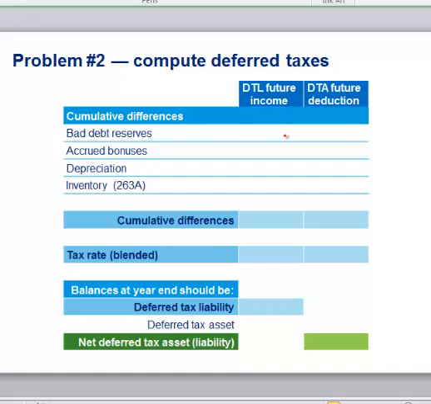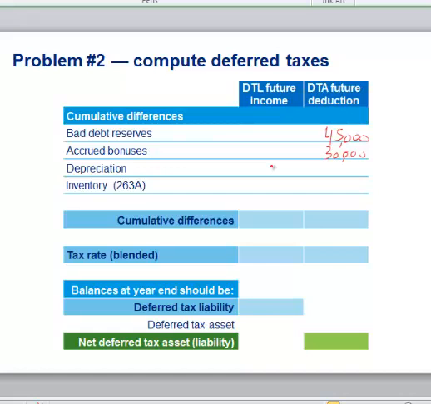So bad debt reserve, is that a DTL for future income or a DTA for future deduction? DTA. So we're going to get a future deduction of 45,000, right? At this point, we're only dealing with pre-tax numbers. We're dealing with deductions and income, not with tax-effective numbers. Okay, Lou, is accrued bonus a future income item or a future deduction item? A DTA. So that's 30,000 of future deduction.